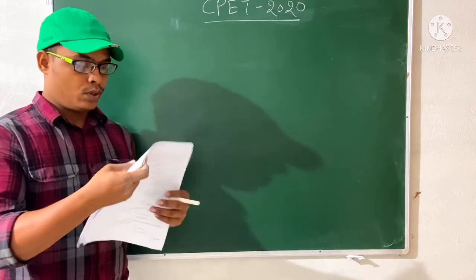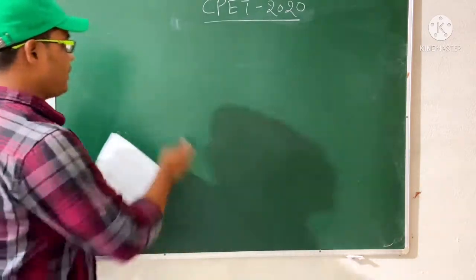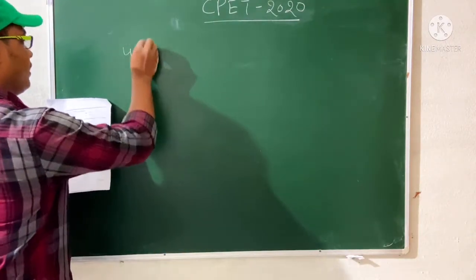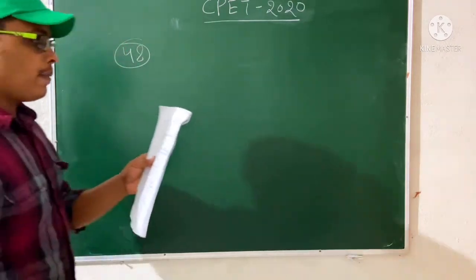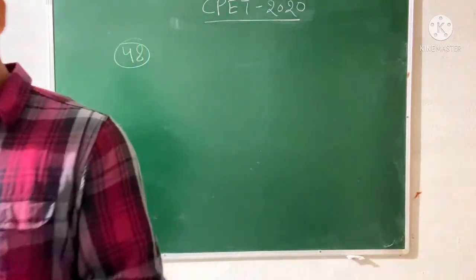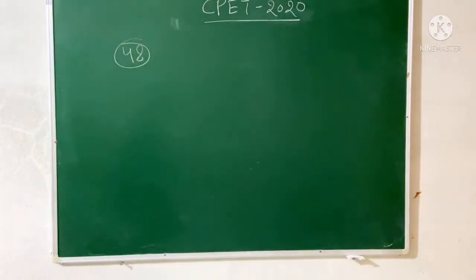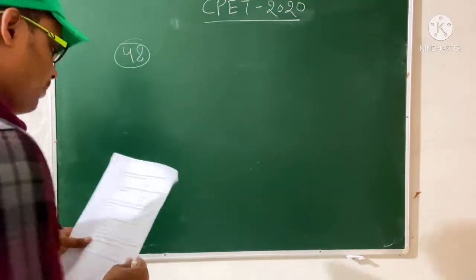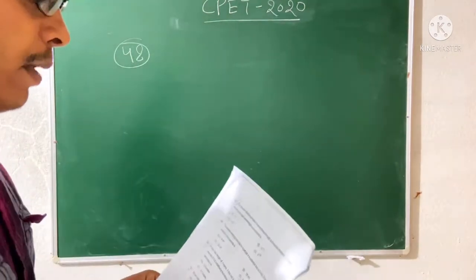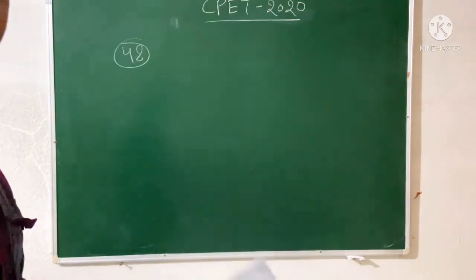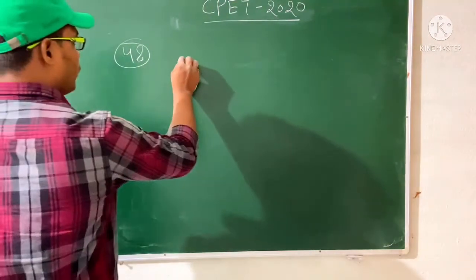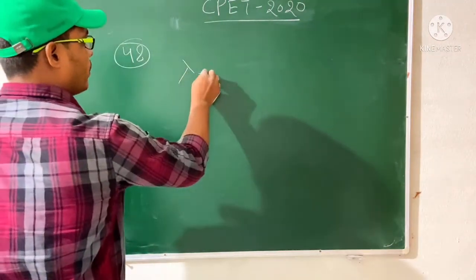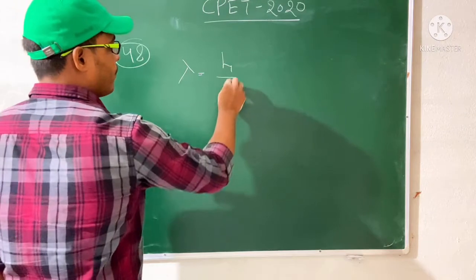Okay, so now we will go to question number 48. What is being asked in question number 48? That if a charged particle of mass m is accelerated through a potential difference v, okay, if a charged particle of mass m is accelerated through a potential of v volts, then the de Broglie wavelength is proportional to what? So this is the de Broglie equation. What is the de Broglie equation? It is h by p.